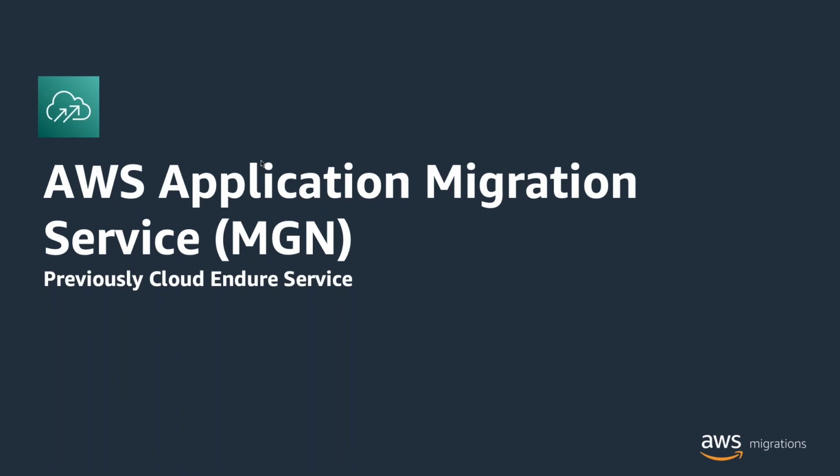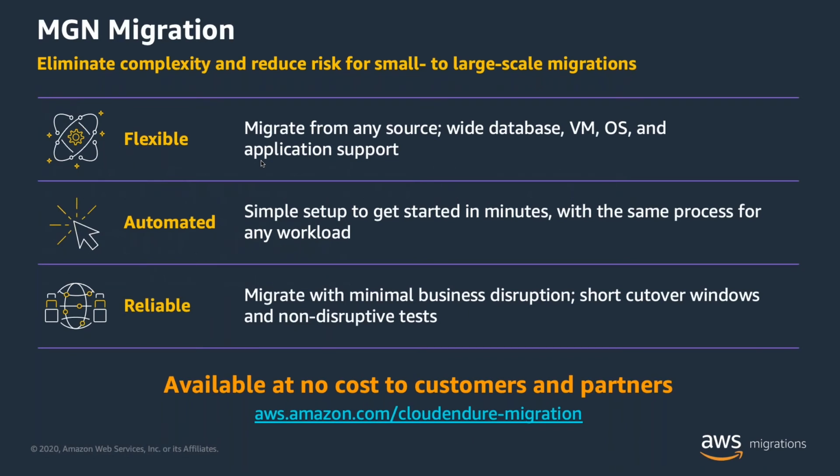So let's take a look at that really quick. We recently rebranded the service called Application Migration Service, or MGN. This was previously called the Cloud Endure service. So with MGN or Cloud Endure, we can use the names synonymously at this point because it just got rebranded, and not many people are used to using MGN versus Cloud Endure. But essentially they're the same service.